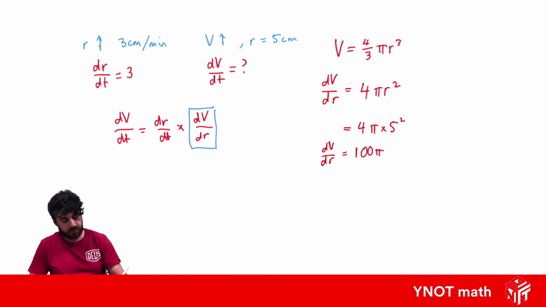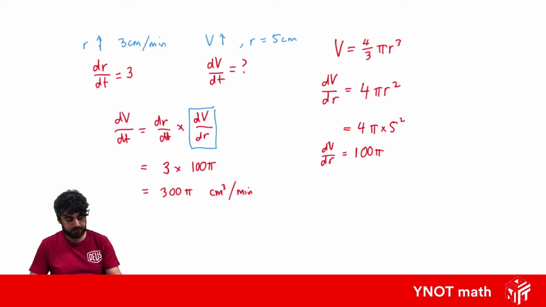And now we have everything we need to find dv dt. So we know dr dt is equal to 3. And now we know dv dr equals 100 pi. So we know dv dt just equals 300 pi. And if we wanted to include units, we can say that units are in centimeters cubed per minute. And we know that because our measurements are in centimeters, so our volume had to be in centimeters cubed, and we knew our time period was minutes, so we know it's per minute.